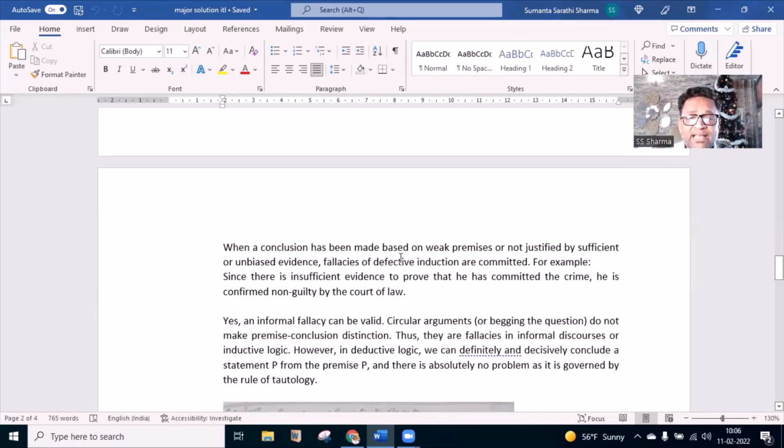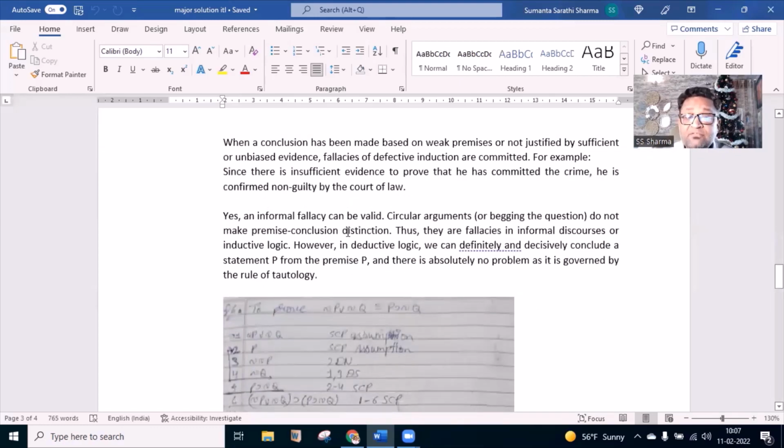Next, when a conclusion has been made based on weak premises or is not justified by sufficient or unbiased evidence, fallacies of defective induction are committed. For example, since there is insufficient evidence to prove that he has committed the crime, he is confirmed non-guilty by the court of law. So this is happening everywhere, and we have discussed it also in fallacies of defective induction, about what are the things which are happening. So what is this fallacy? I would just like to know from you guys what this kind of fallacy was. If you understand, it is basically the fallacy of ignorance, right?